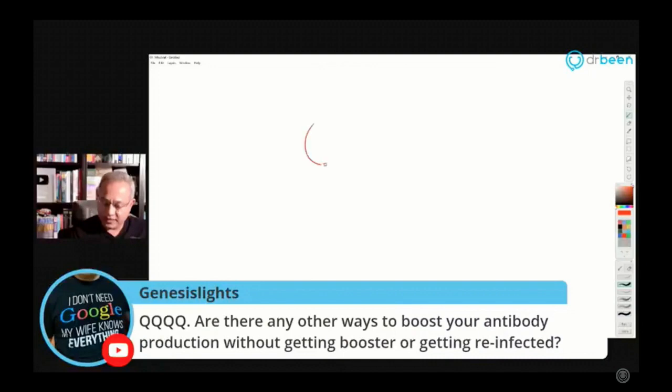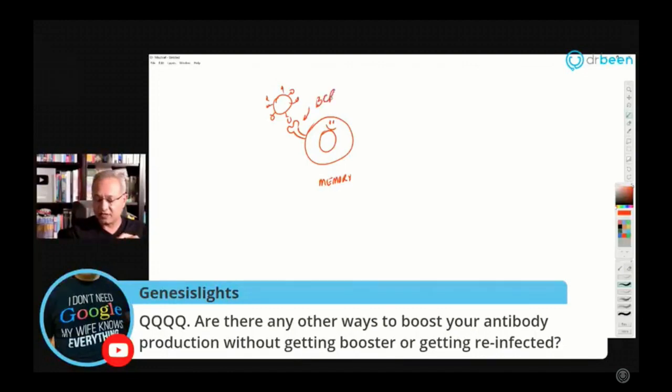Imagine here we have a B cell. This B cell is a memory B cell, or it may even be a not memory B cell. It is aware of how to work with the SARS-CoV-2 spike protein, meaning it has a B cell receptor, BCR. B cell receptors are actually immunoglobulin D.